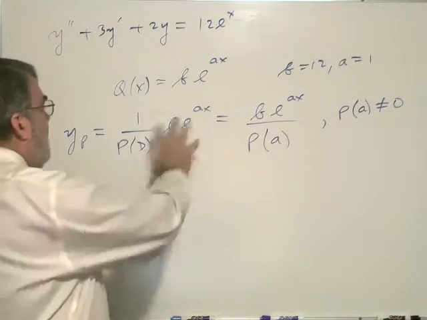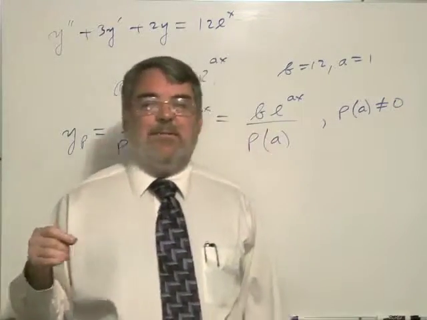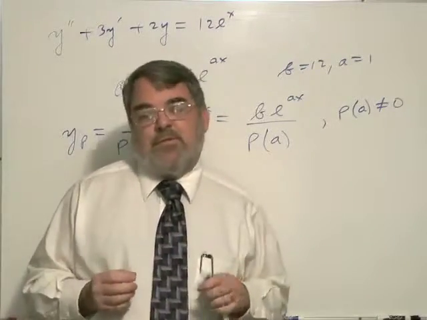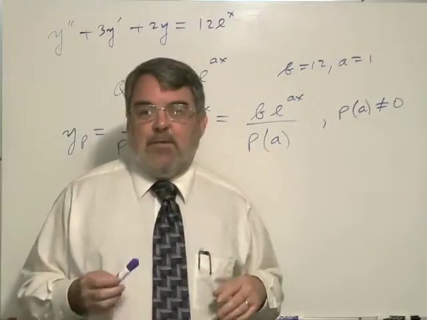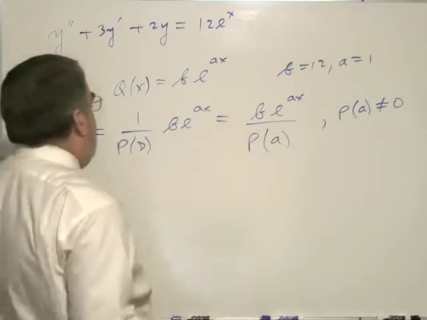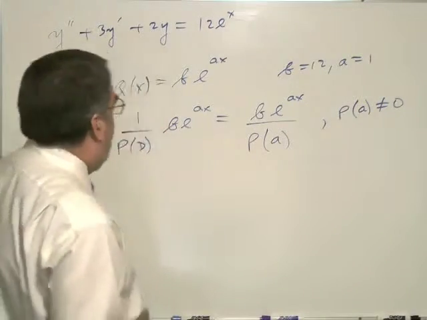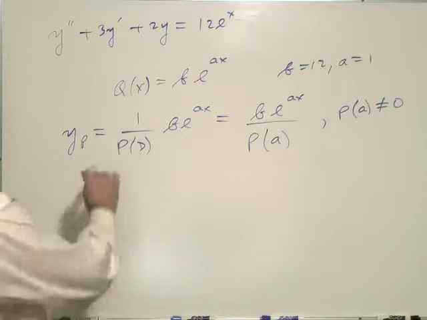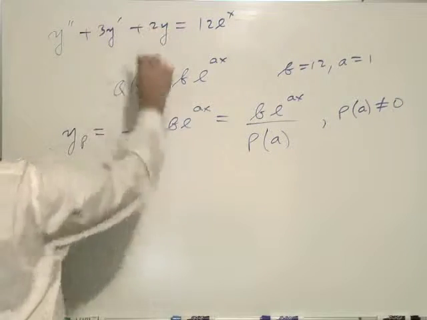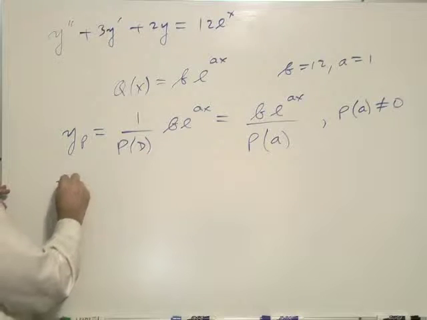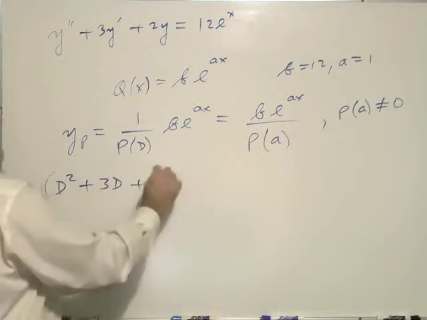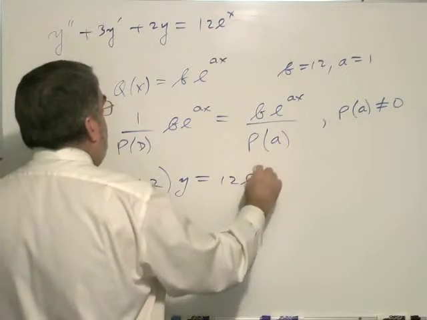Now, this problem and the next few we'll do are related to an exponential shift theorem for inverse operators. So we looked at an exponential shift theorem for operators, and we have one for inverse operators. The author goes through and actually proves this in the book, and I think I'll just go ahead and use it as is. So looking at this problem, we have D squared plus 3D plus 2 operating on y equals 12e^x.